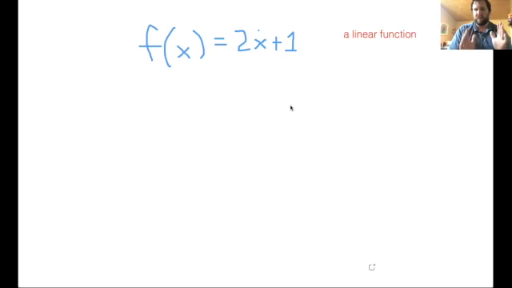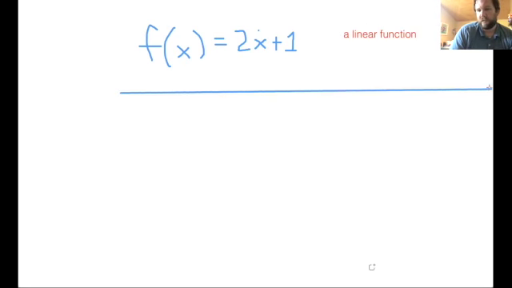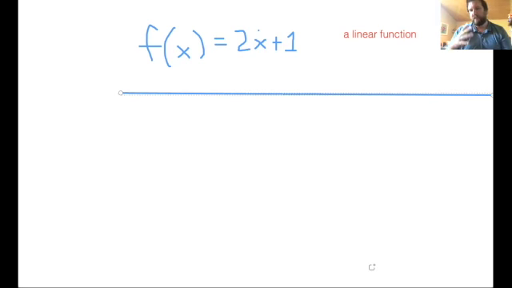So if I had a linear function, it would look like this. Just a straight linear function would be something like f of x equals 2x plus 1. If I had a piecewise linear function, it would actually have two different pieces. It's just that each piece would be a linear function or a linear equation or a linear formula, however you want to think about it.